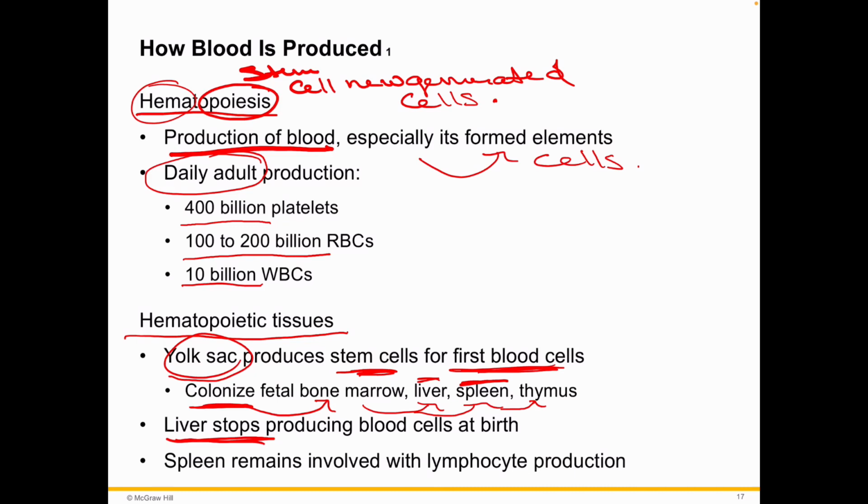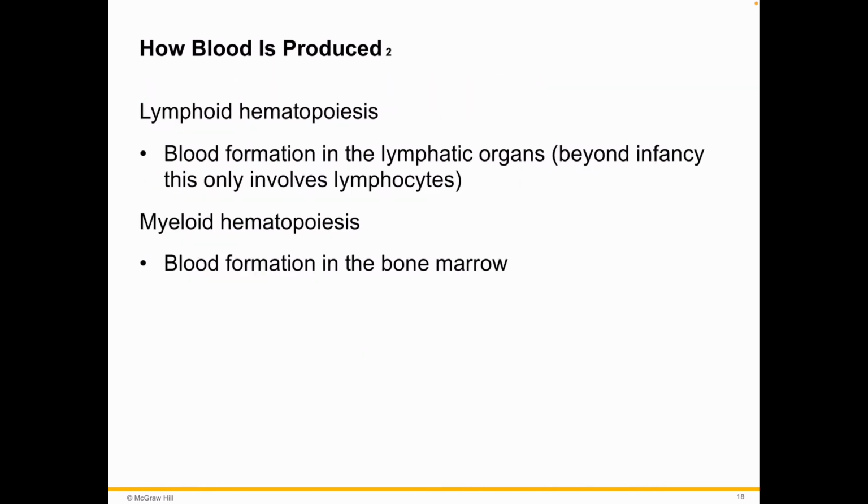So the liver stops producing red blood cells at birth, and the spleen is going to remain involved in lymphocyte production, primarily. The spleen is a filtering type organ, so it's going to be training and maturing some of these white blood cells. Also the thymus early on in an individual's life, like the first 20 to 25 years, works pretty darn hard actually. But we'll get into that later on.